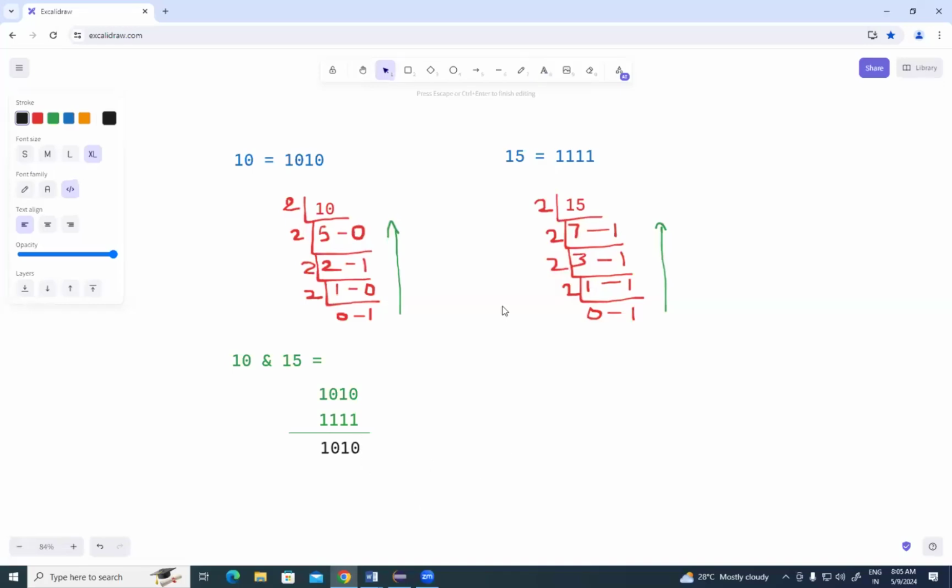Now convert this 1010 into decimal system. This is in which system now? Binary system. But we want the result in what? Decimal system. Then tell me, how do you convert into decimal system? I will tell you. See. What is the number here? 1010.